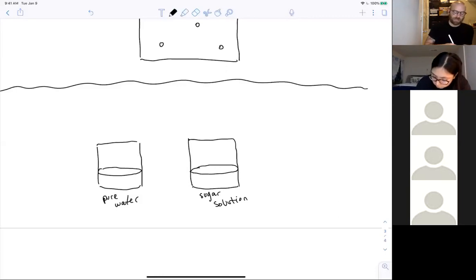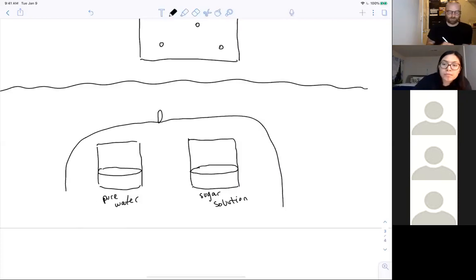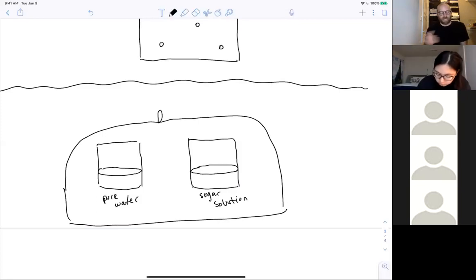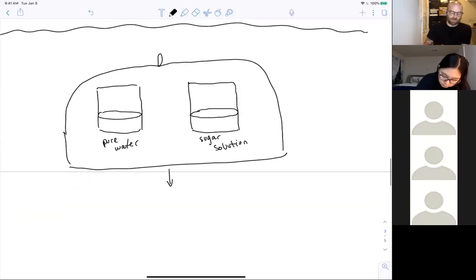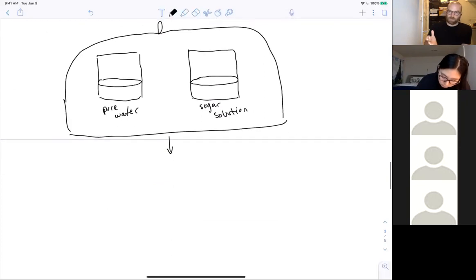But if I take this and let's say I enclose this now, so I put like a cake dome kind of thing over it, and I put those together. So now they can't exchange water with the atmosphere, right? The system's kind of sealed off from the environment. If you just let that sit for a long time, what will happen? I don't know if you predict this.